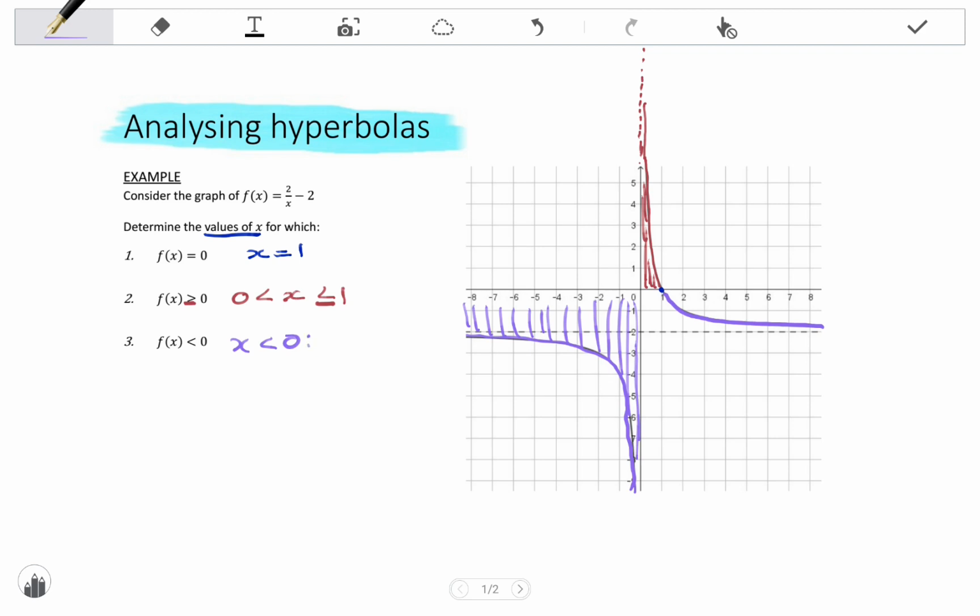Now we have a second part of the graph, so we need a second inequality. Looking at the x values here, the lower limit is 1, the upper limit is infinity. So as an inequality, we would say that these are the x values that are greater than 1. So x is greater than 1.